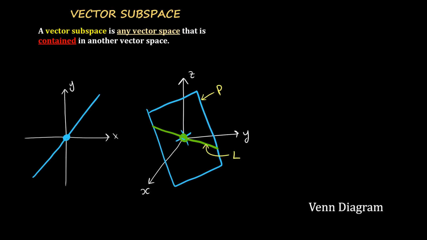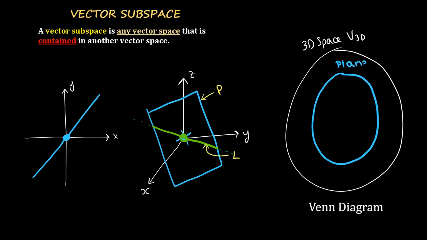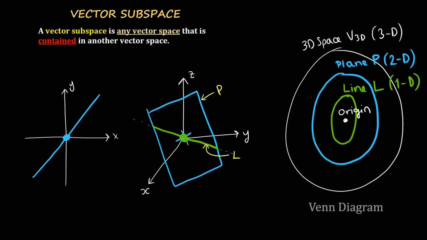We can use Venn diagrams to represent spaces and subspaces. So this is the set of vectors representing 3D space. This is the set of vectors representing plane P, which is a subspace of 3D space. And this is the set of vectors representing line L, which is a subspace of plane P and also a subspace of the 3D space. And remember, the origin is always included in all of the spaces and subspaces. Note that a subspace always has fewer dimensions than the space it is contained in.